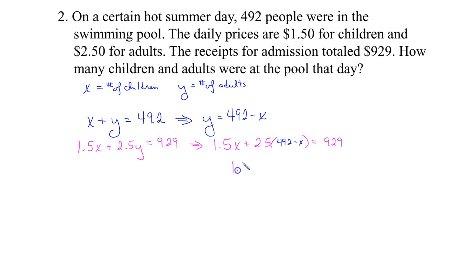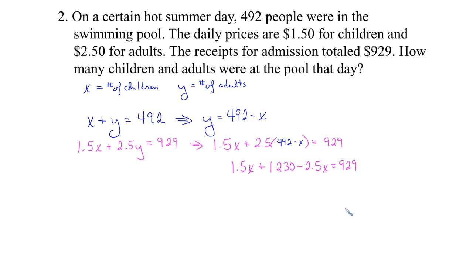Now as we simplify this a little bit further, I have 1.5x plus, I'm going to get my calculator while you get your calculator, 2.5 times 492 is 1,230 minus 2.5x. Now some of you might be just a little bit concerned because we have some decimals in here. We are not going to end up with a decimal. If we end up with a decimal, we are probably in lots of trouble.